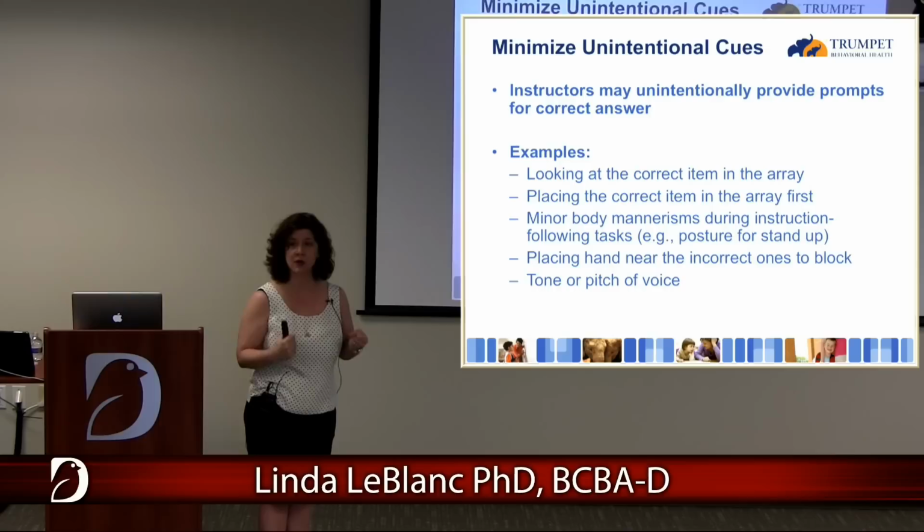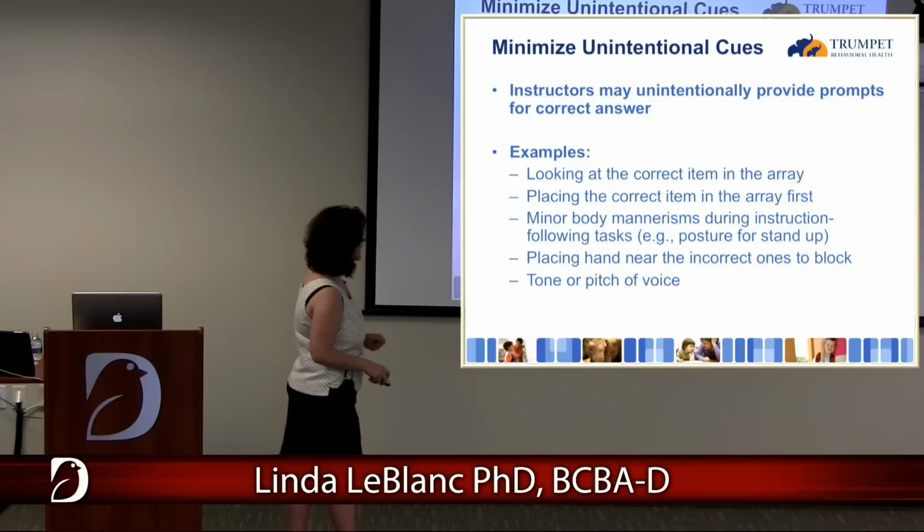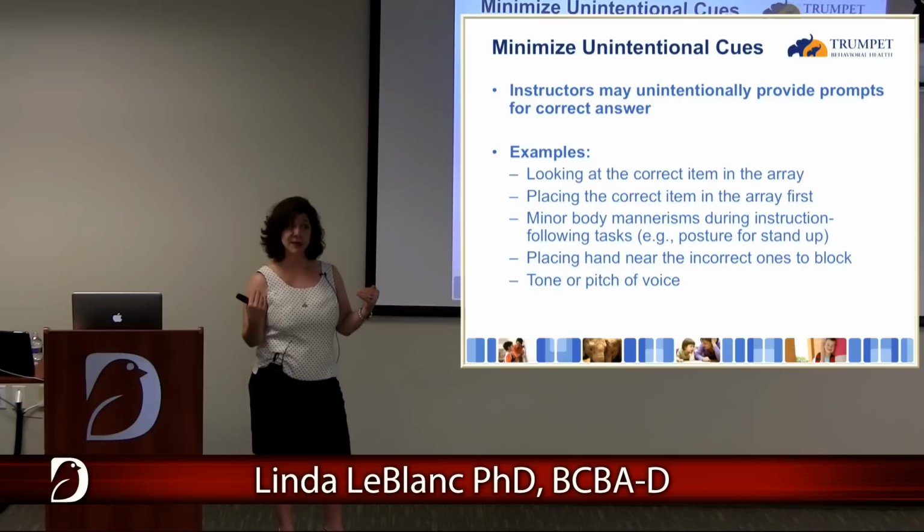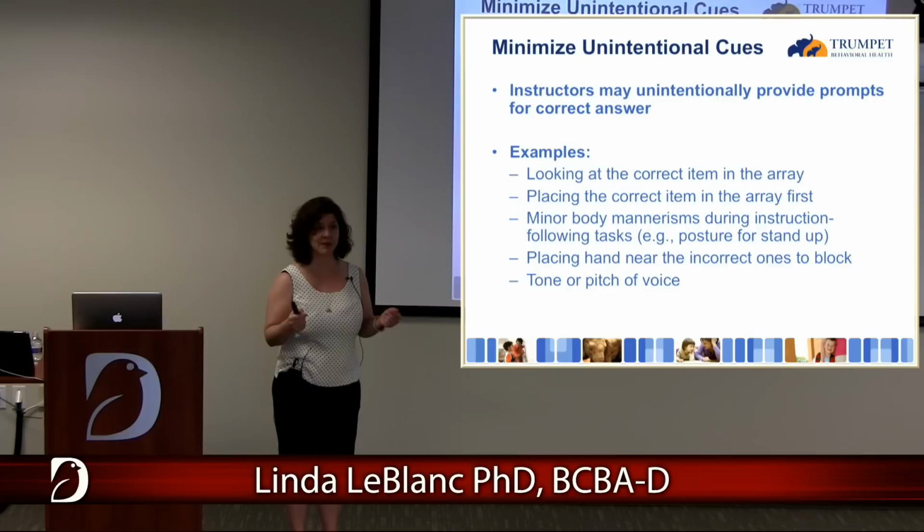So here are some examples, and particularly when you have array-based programs, but also when you have those simple discriminations that are instruction following. One would be looking at the correct item in the array. So that is, you put it down, and just give that little, making sure, like, which one was it? It was red. So you look at it, and that visual stimulus of your eye gaze evokes responding. So I just wait until you look at it, and then I pick that one.